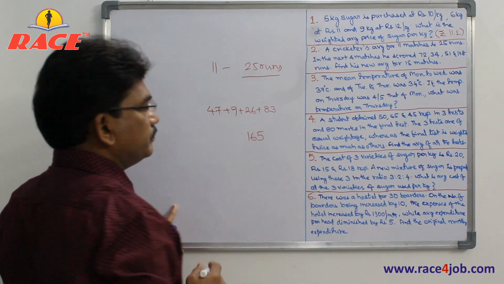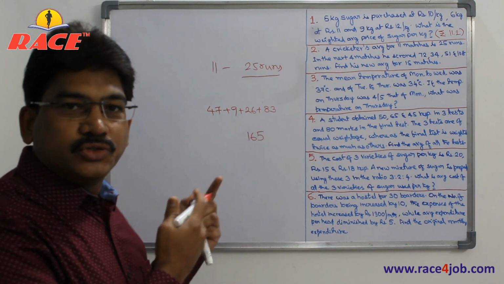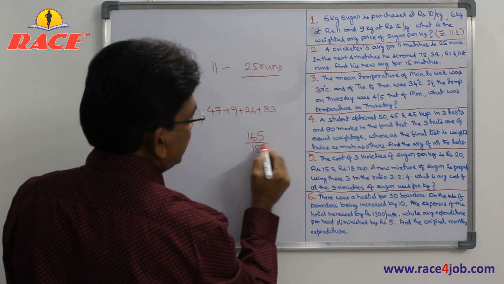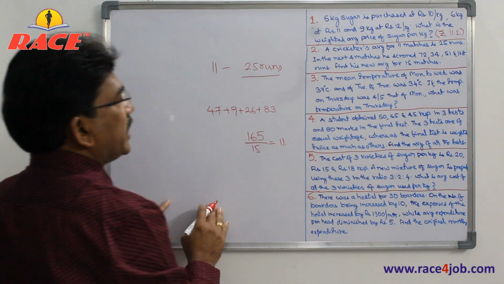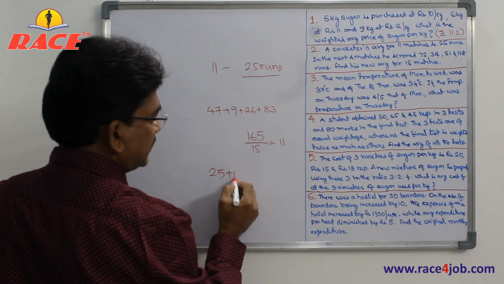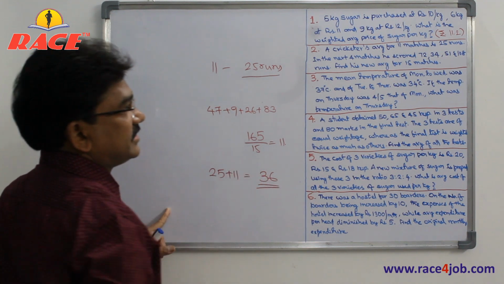So he scored 165 more runs. Divide this 165 to 15 matches, you will get the average. 165 by 15 means 11. So earlier average was 25 runs, now the new average is 25 plus 11, that means 36. New average is 36 runs, is the answer.